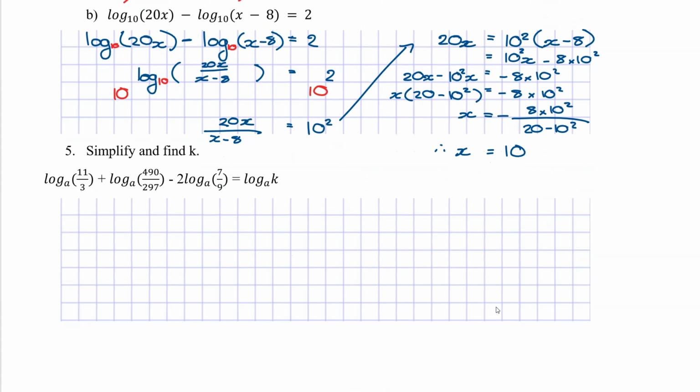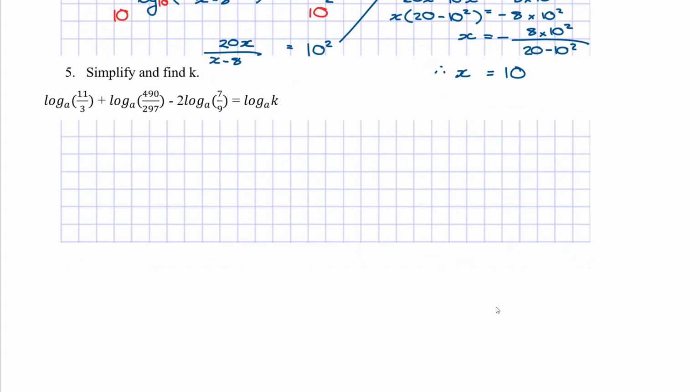Now going down to question 5, we're posed with something that once again looks rather bamboozling, but in actuality is not that difficult. It's not very different to what we've already done, but rather it's just more of it. So looking at this question, we've got log base a of 11 over 3 plus log base a of 490 over 297 minus 2 times log base a of 7 over 9 is all equal to log base a of k, and we want to solve for k.